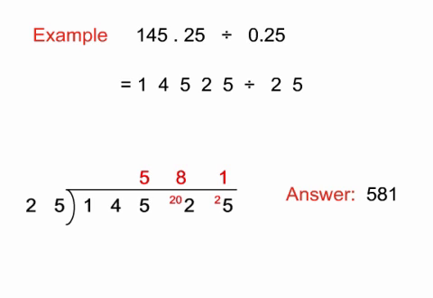25s into 14525. 25s into 1 won't go. 25s into 4 won't go. 25s into 145 goes 5 times, and that gives us a remainder of 20. So we place the 20 next to the 2. So we're now dividing 25 into 202, which goes 8 times, and that gives us a remainder of 2, which we place next to the 5. So we're now saying 25s into 25 goes 1 exactly. So the answer to this question, 145.25 divided by 0.25, is 581.